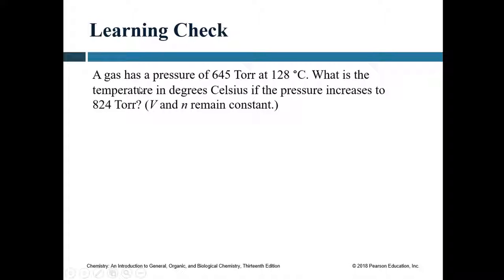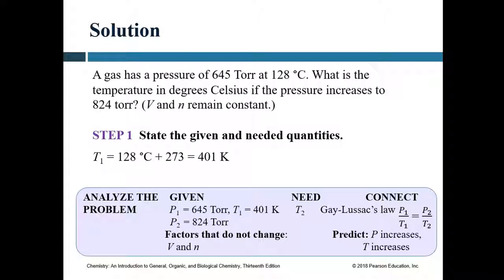Now they want us to find T2, so that means we've got to rearrange our equation to solve for T2. Let's also remember the concept. It's a direct relationship, so if we increase the pressure, so will our temperature. Our temperature will also be increased. So let's solve the problem. First thing we need to do is convert from degrees Celsius to Kelvin, so T1 is 128 plus 273, which is 401.